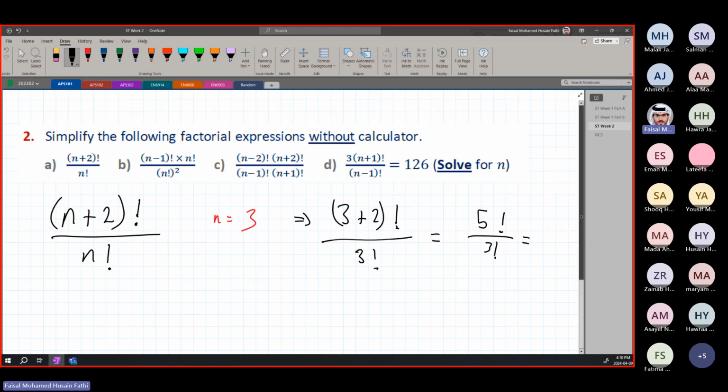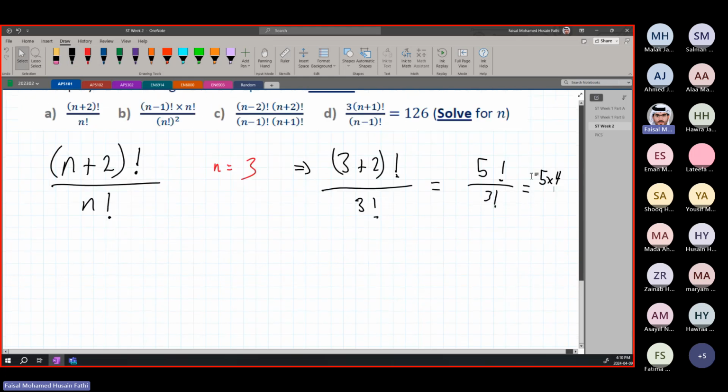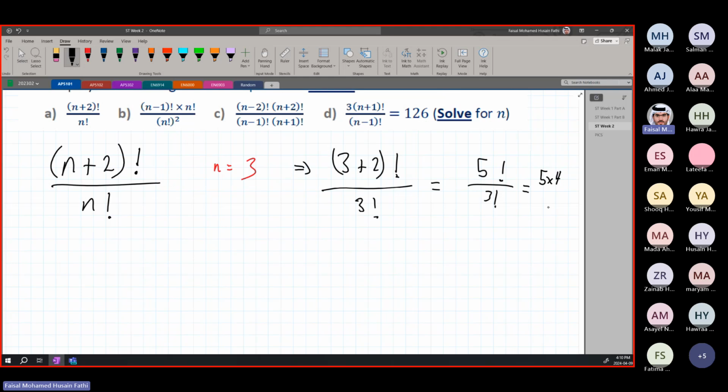What will be our answer? Our answer is 5 factorial over 3 factorial, which is 5 times 4, right? Okay, so what did we realize here? We got 5 times 4, which is 20. We don't want to simplify it because we want to understand what happened. So we noticed that when we have 3 in here, we get 5 and 4. Let's try another number. Let's try the number 4. Let's see what that gives us.